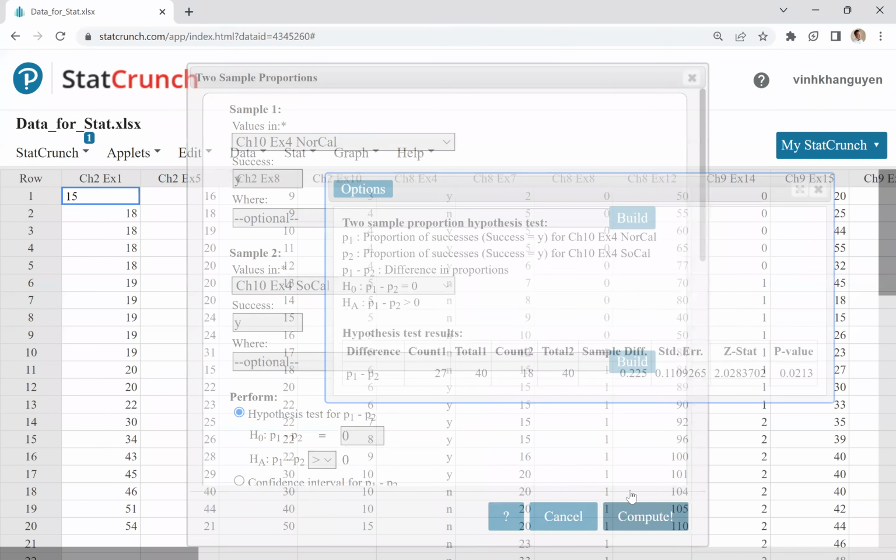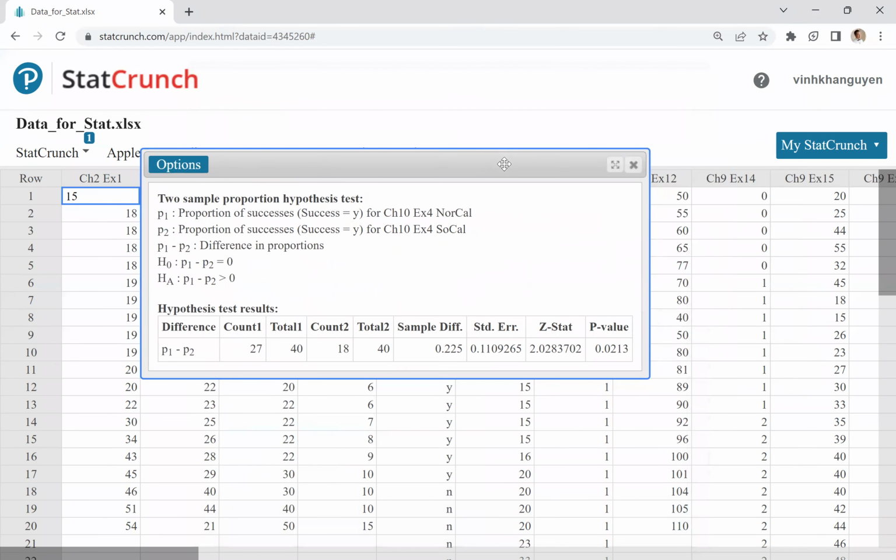Hit compute. And ta-da! We have a p-value of 0.0213, which is 2.13%. And it is less than 5%. So we reject the null hypothesis, and the conclusion is sufficient evidence to support the alternative hypothesis, which is the claim.